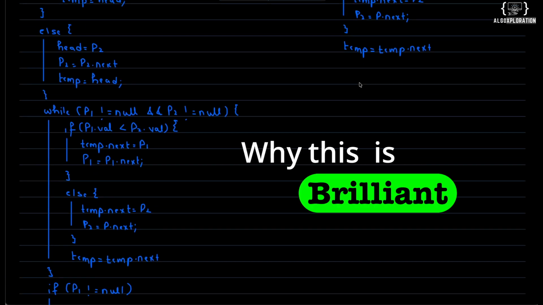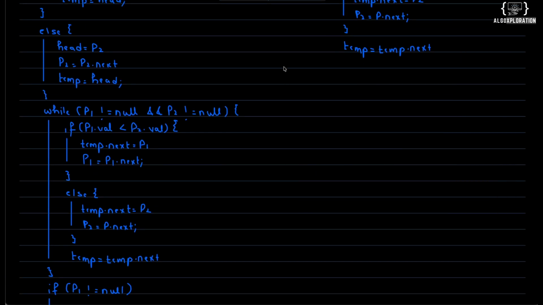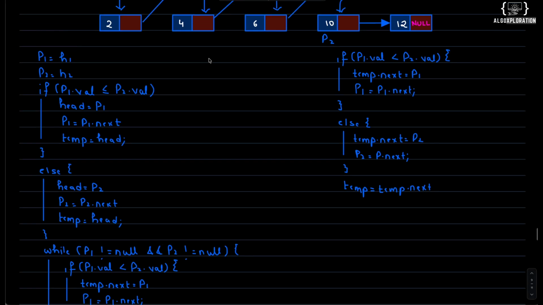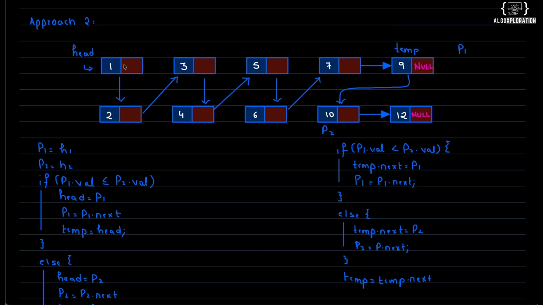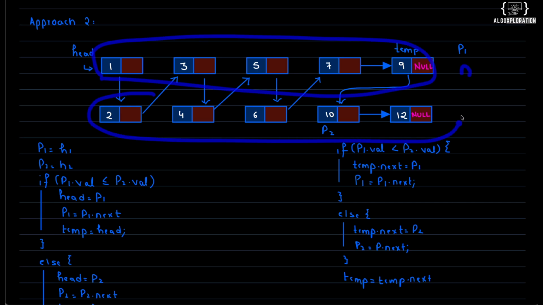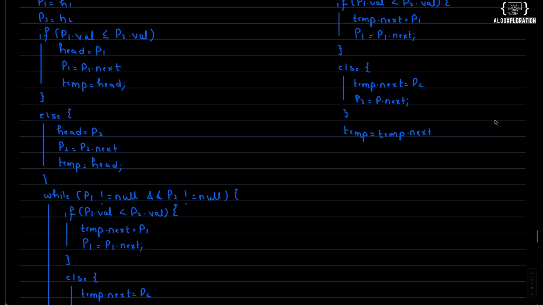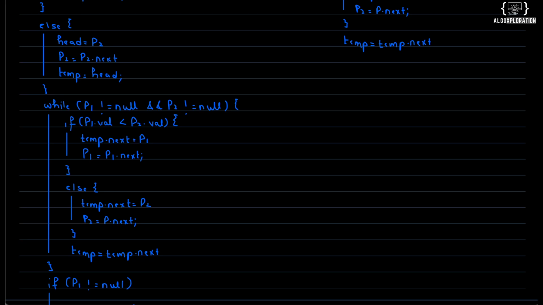Now, why is this brilliant? See, look what we achieved. Here we are touching each and every node. Let's say the number of nodes here is n, and here the number of nodes is m. Since we are touching each and every node, the time complexity will be order of n plus m, and here we can see that we didn't take any extra space, so the space complexity will be constant.